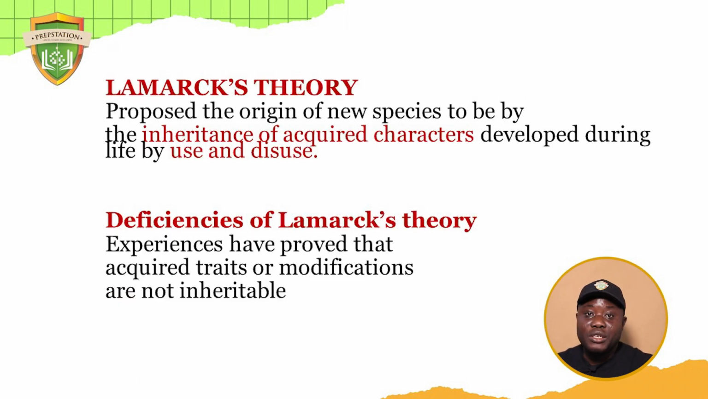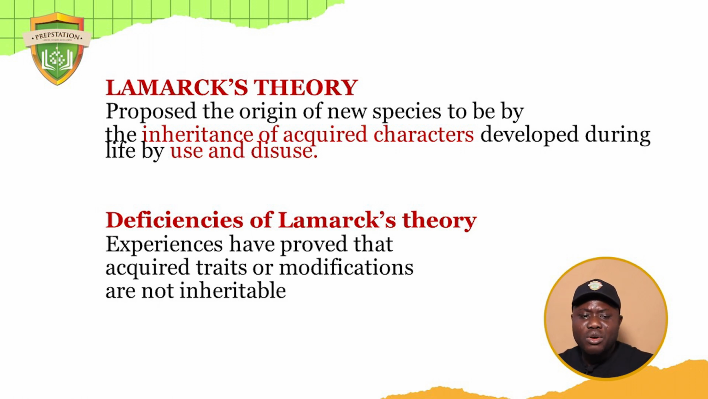Okay, so let's start with Lamarck's theory. What did he say about evolution? Now, he proposed the origin of new species to be by the inheritance of acquired characters developed during life by use and disuse. Pay attention to this. There are 2 key statements in the theory propounded by Lamarck. Now, what are the statements? The first one is the inheritance of acquired characters, and the second one is use and disuse. Now, what exactly does it mean?